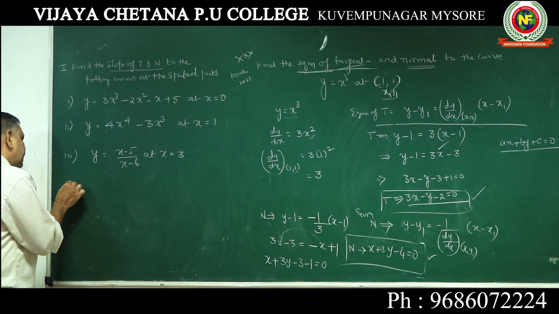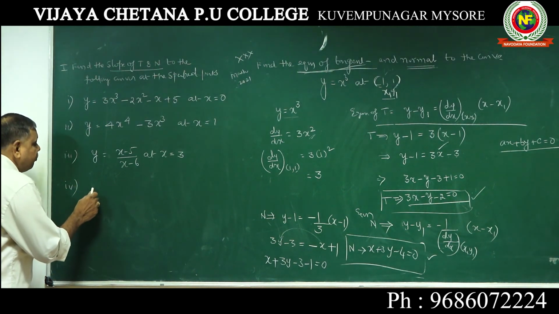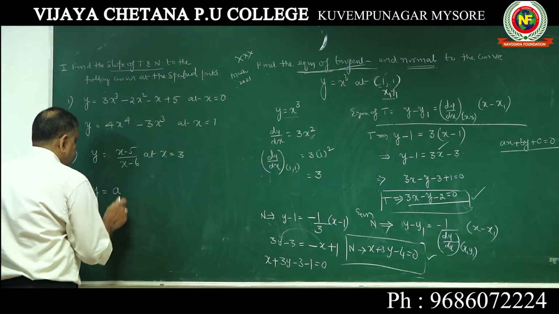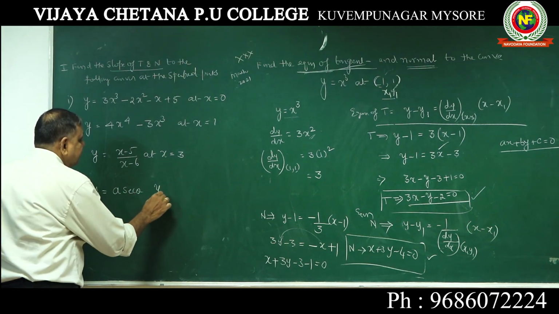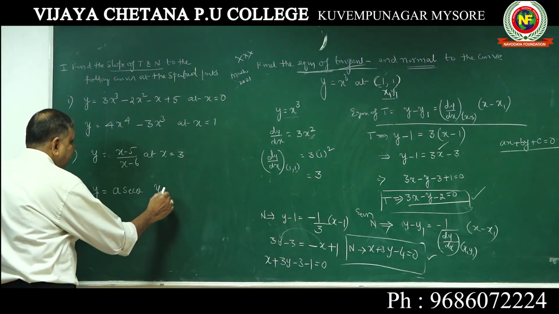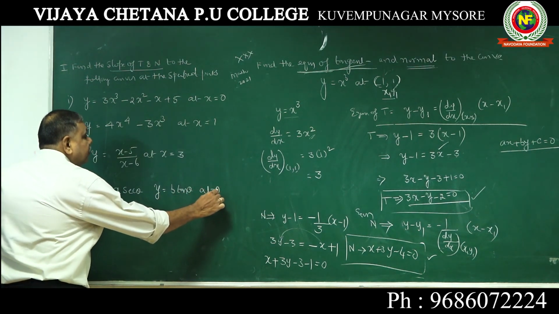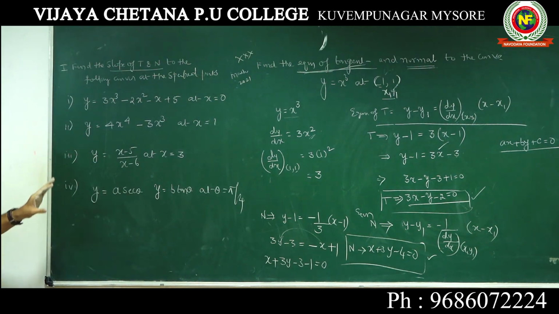Fourth one, find the slope of the tangent and the normal for the curve x is equal to a secant theta, y is equal to b tan theta at theta is equal to pi by 4. These problems you try, and these sums tomorrow we shall take up.